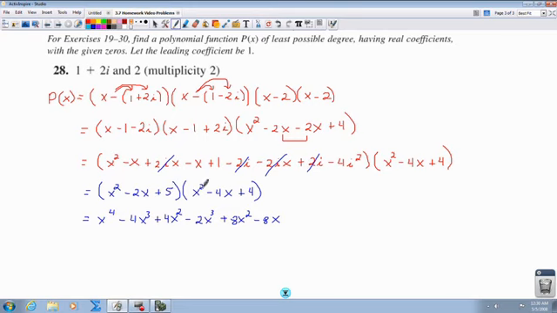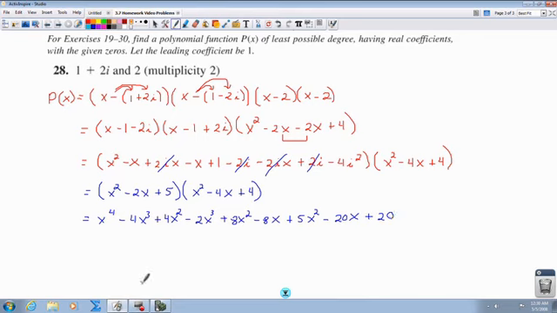And we're going to take the 5 and distribute it all the way through. So that's 5x squared. 5 times negative 4 is negative 20x. And 5 times 4 is 20.